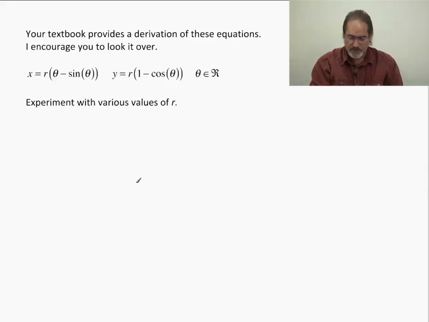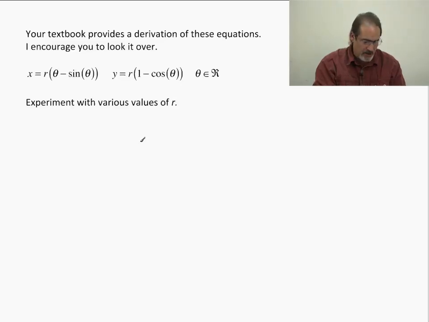Your textbook provides a derivation for these equations, and I would encourage you to take a look at it and see where these actually come from. I'm not going to go through the derivation here. But the cycloid is defined as x equals r, where r is that radius, times theta minus sine of theta, and y is r times 1 minus cosine of theta. Obviously, theta is a real number.